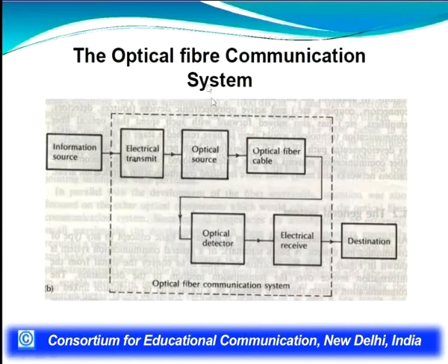But when we are using the optical fiber, then we have this optical fiber communication system. From the information source, information is passed through the electrical transmitter, then here we have the optical source. From the optical source it will pass through the optical fiber cable, then from the optical fiber cable it goes to the receiver side, and here the optical detector is present, and that again converts this signal into the electrical signal, and then it reaches the destination.